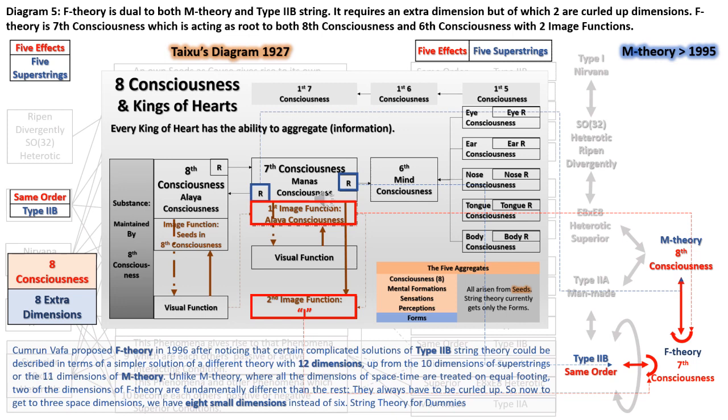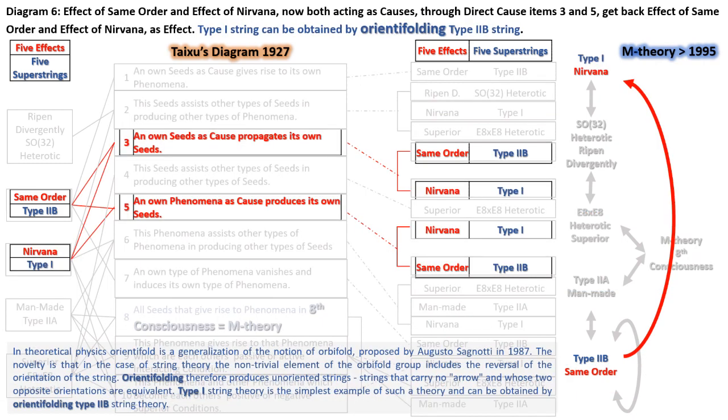With F-theory, there are a total of 8 extra dimensions in string theory, which are the 8 consciousnesses in Yogacara Buddhism. Diagram 6 shows effect of same order and effect of nirvana, now both acting as causes, through direct cause items 3 and 5, get back effect of same order and effect of nirvana, as effects. This is in string theory where type 1 string can be obtained by orientifolding type 2b string.